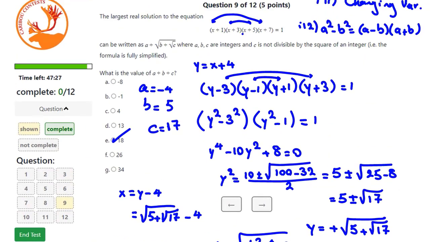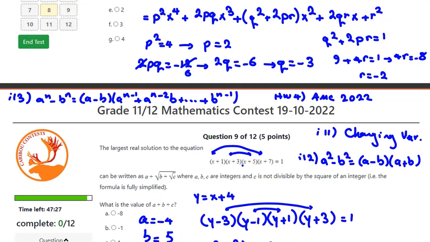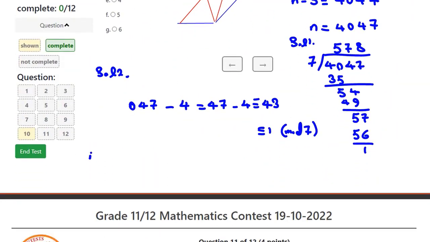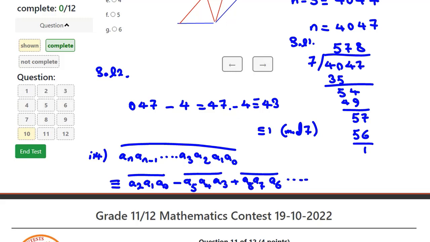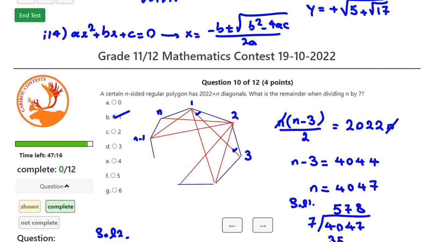Let me call it. It will be which idea? Idea 12, idea 13, idea 14. Idea 14, if you have a number, for example, like a_{n-1} to a3, a2, a1, a0. If you want to consider mod 7, you should say, okay, the last three digits, this one, minus a3, a4, a5, plus a6, a7, a8, and so on. Okay, like this. You can use this.